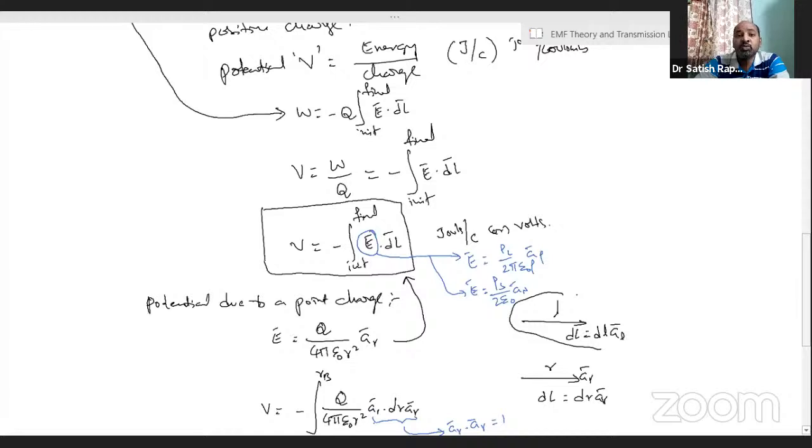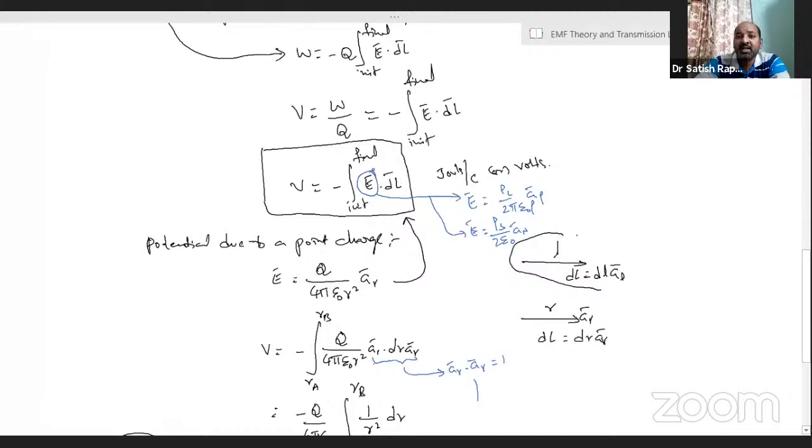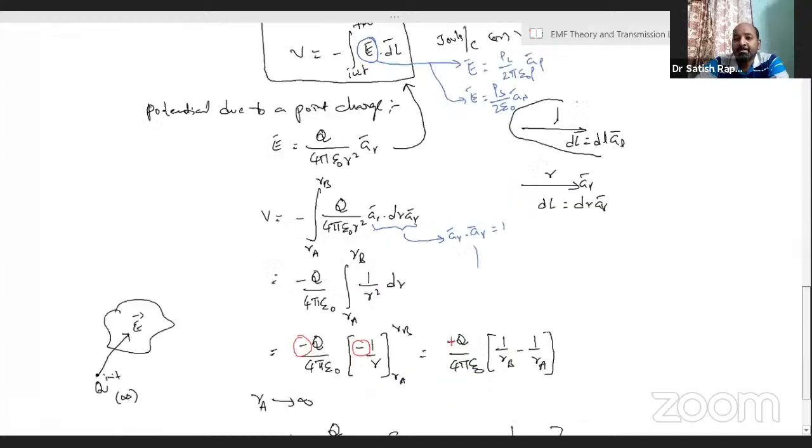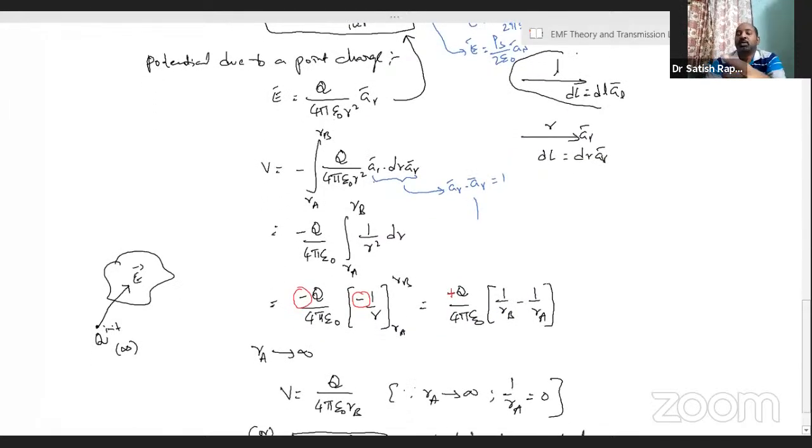So potential due to point charge: substituting the electric field due to a point charge here and integrating, we will get the potential due to a point charge.